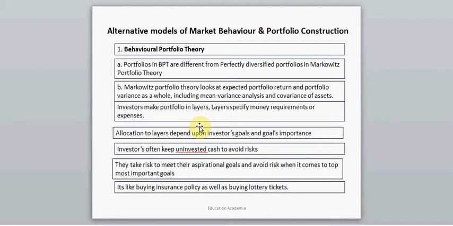In behavioral portfolio theory, what happens? The investors make the portfolio in layers. They make the portfolio in layers, and every layer represents one goal. So supposedly I have 4 goals to be achieved, and I put some money every month for these goals.